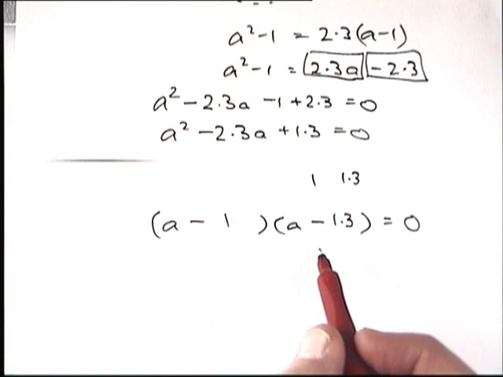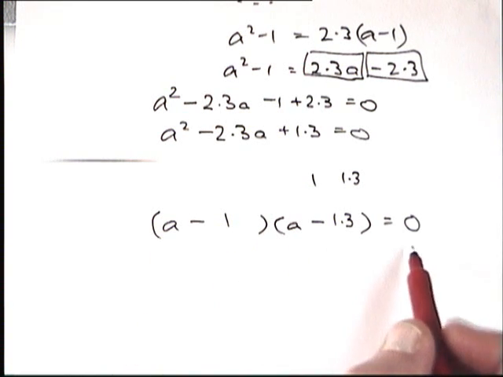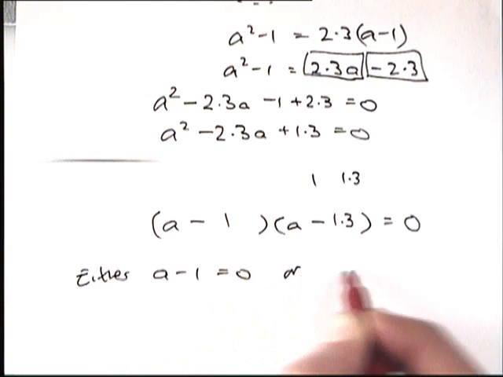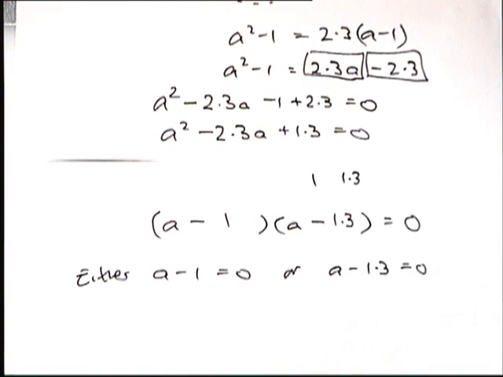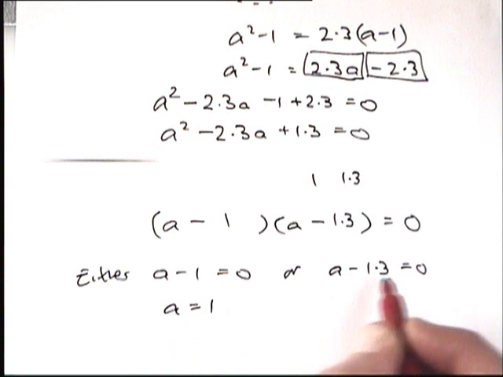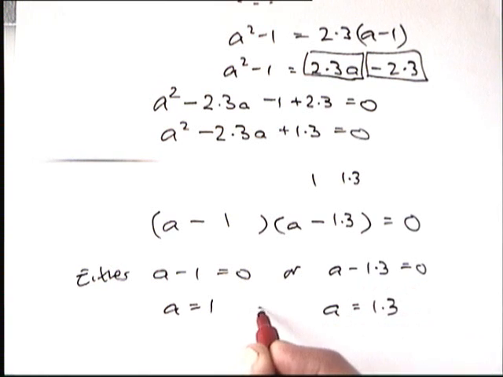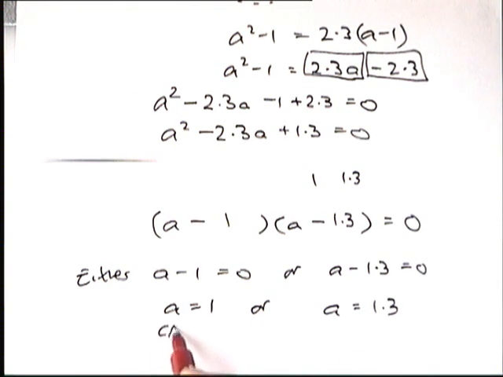So once you get to this stage in a quadratic, bracket times bracket equals 0, you can say that either the first bracket equals 0 or the second bracket equals 0. And if a minus 1 equals 0, well, that means a is 1. Or over here, if a minus 1.3 equals 0, that means a equals 1.3. So I've got two values for a. But it does say in the question that a is a constant greater than 1. So this one here, it can't actually be that value in this question. So my answer has to be this one over here. So a is equal to 1.3.